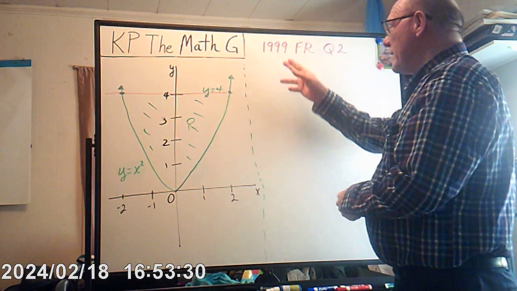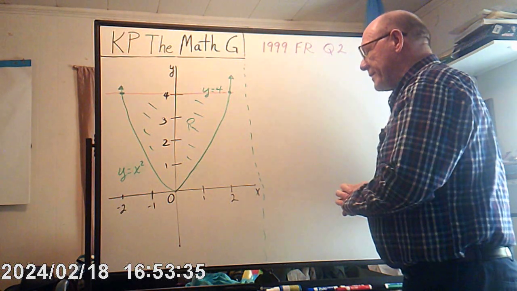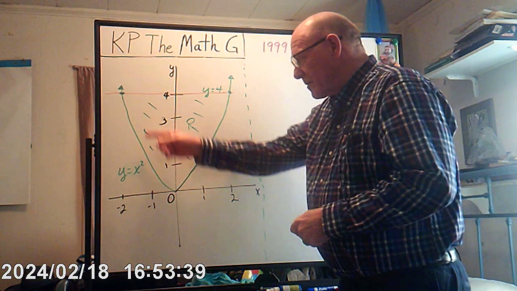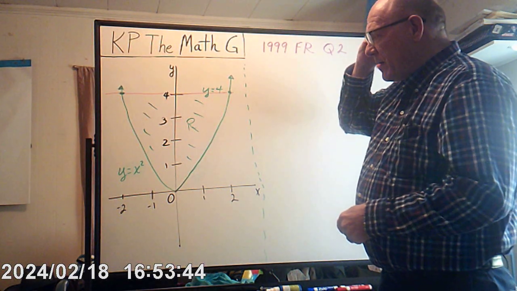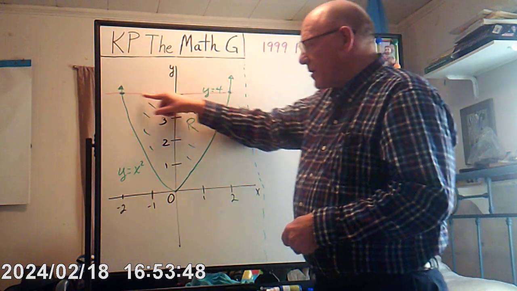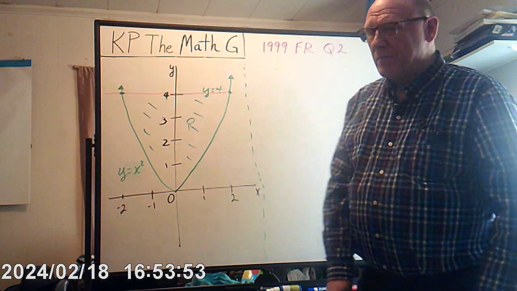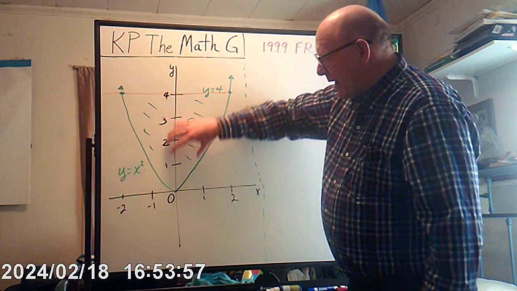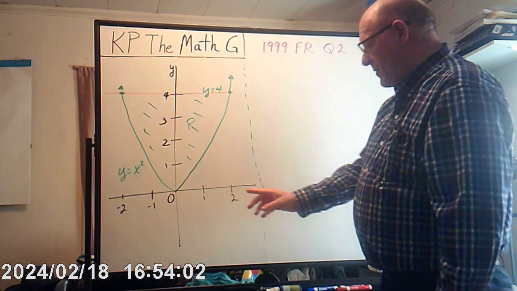We are talking about the 1999 free response question 2. This has to do with a parabola, y equals x squared, bounded by the line y equals 4. The area inside here is called area R.